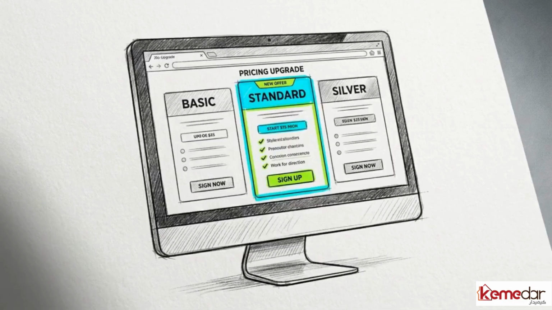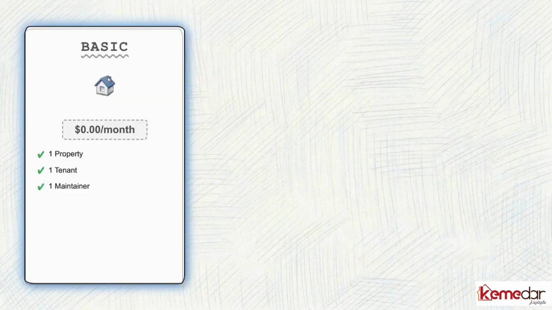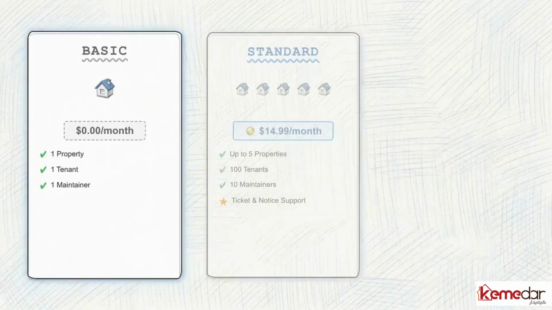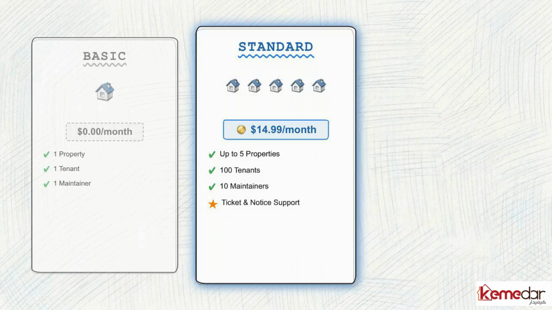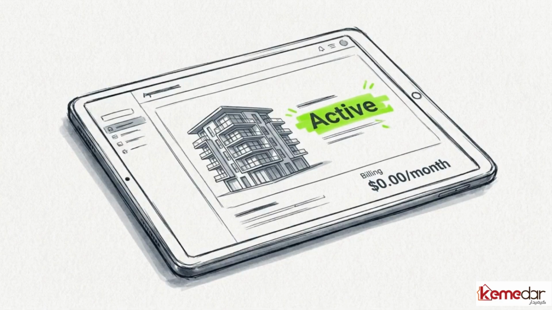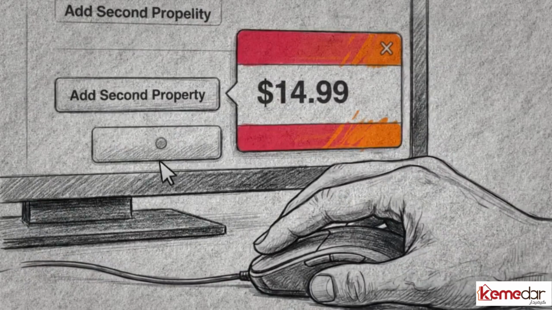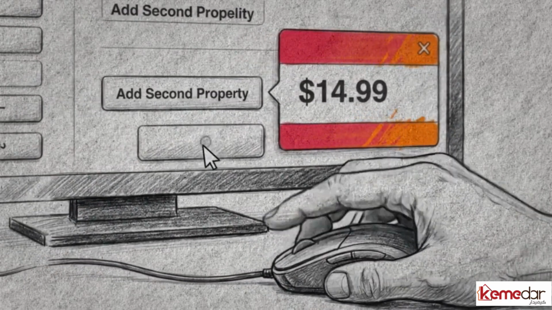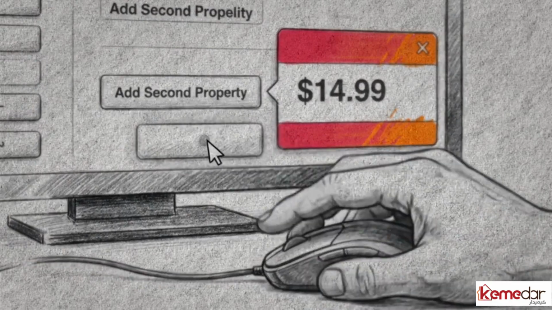As your portfolio grows, Kemanage forces tier upgrades based directly on your capacity needs. The free basic tier hard caps your account at exactly one property. Acquiring a second property triggers the standard tier at $14.99 a month, expanding capacity to 5 properties. Pushing past 5 properties triggers the silver tier, accommodating up to 15 properties. The basic tier allows you to future-proof a single unit in a risk-free environment. But the reality of the paywalls is that acquiring a second property locks you into a permanent monthly SaaS fee.